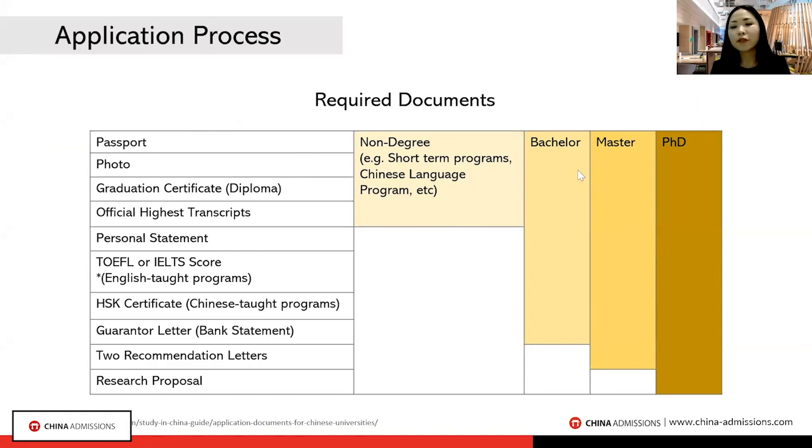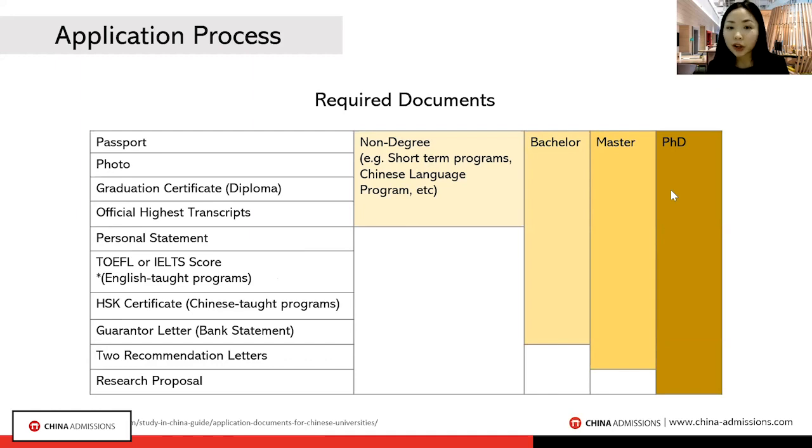But if you're applying for a bachelor, master, and PhD, you need other documents like a personal statement, or TOEFL or IELTS if you're applying for the English-taught programs, or an HSK certificate, mostly HSK level 4 or 5, if you're applying for the Chinese-taught programs, and also the bank statement. And if you're applying for the master and PhD programs, you will also need 2 recommendation letters from your professors or from your lecturers in your home university.